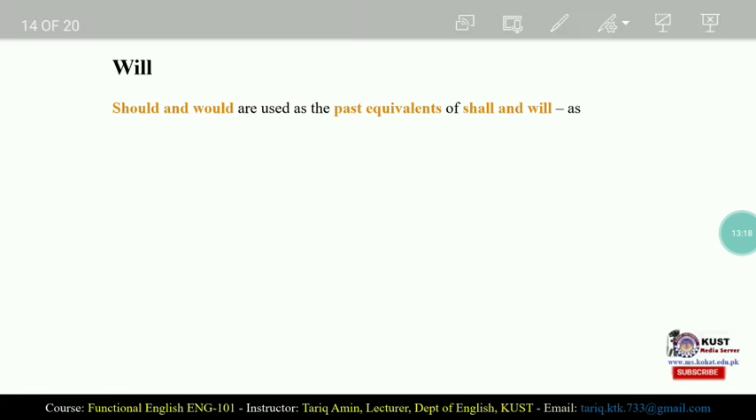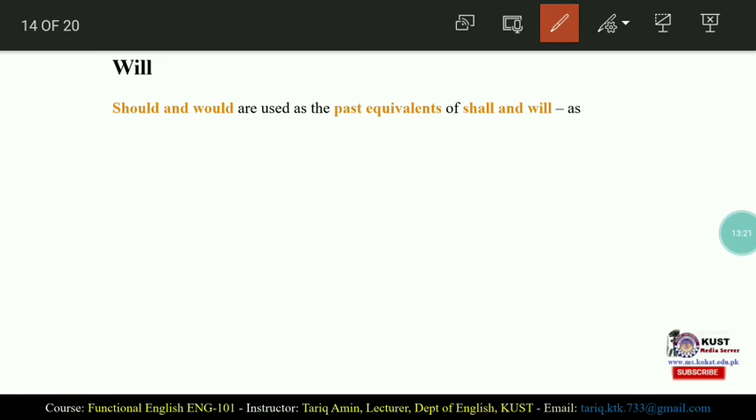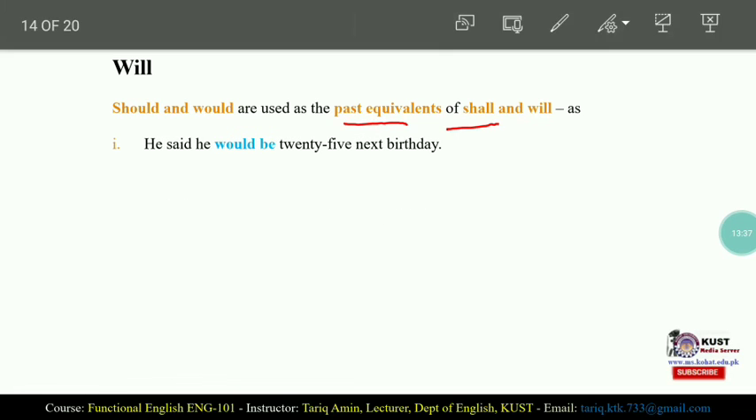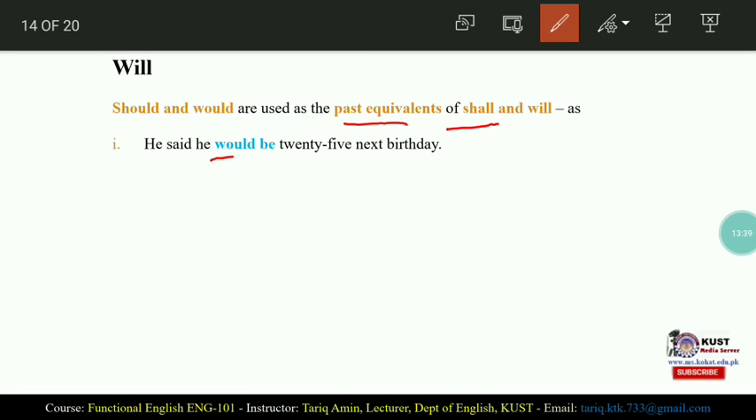Should and would are used as past equivalents of shall and will. Like could and might are the past equivalents of can and may. Similarly, should and would are the past equivalents of shall and will. For example, he said he would be 25 next birthday. It also refers to the future.